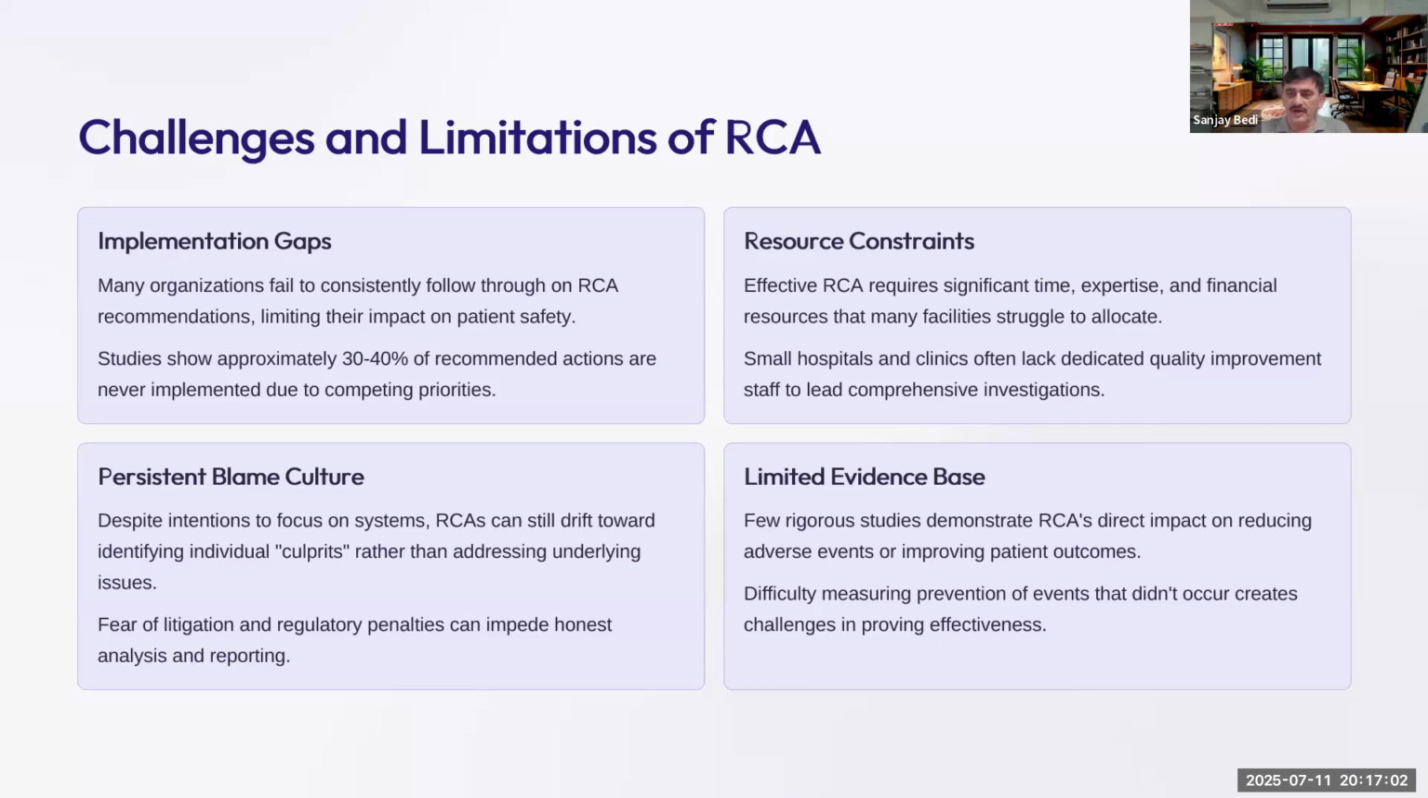I'm just taking generic right now. The implementation gaps are that many organizations fail to consistently follow root cause analysis recommendations, limiting their impact. There could be resource constraints. There is a blame culture in the institution, where one person blames the other, he blames somebody else, and nobody works on the system, which is causing a lot of heartburn, but still efficiency does not come.